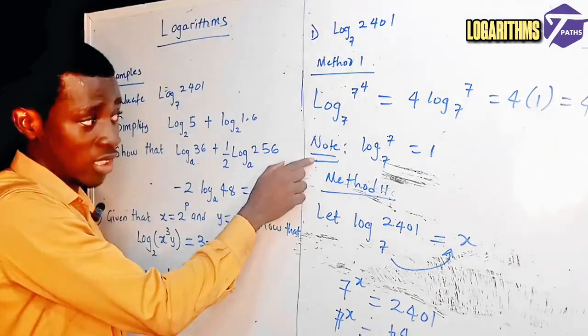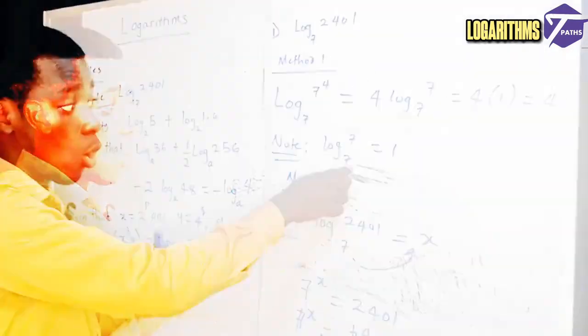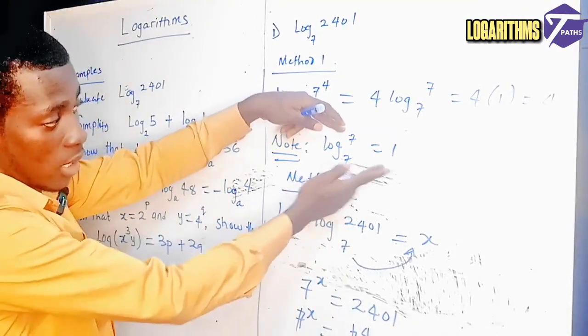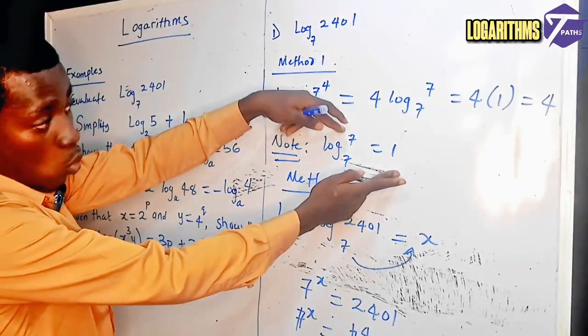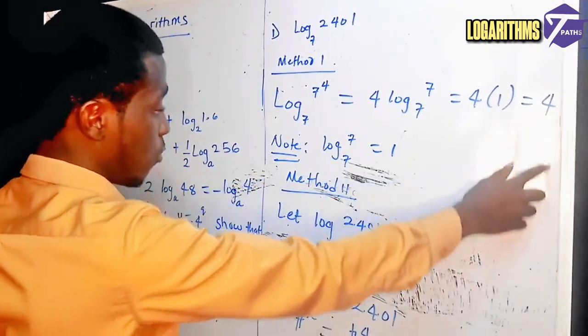And I said, note, if you have log something and it's having log that has the same base, it is 1. Log 7 base 7 is equals to 1. So that is how I have 1 here, and 1 multiplied by 4 will give me 4.